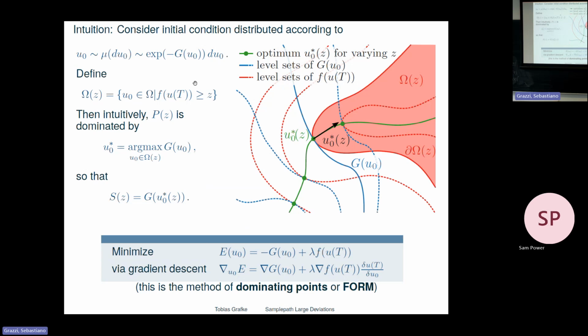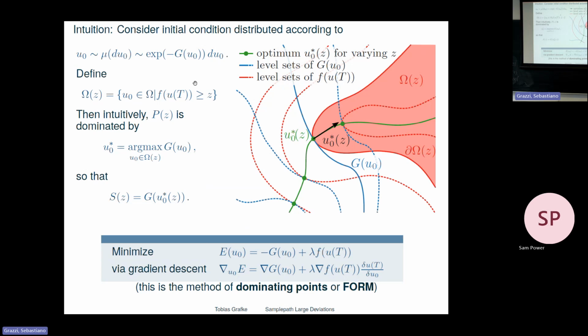So G is smallest, I guess. And as G becomes bigger, I have these contour lines in blue. This becomes rarer and rarer. And at some point, omega touches the blue lines. So I have this point u star, which, out of the set of all initial conditions that produce a rogue wave, is the most likely one. So this is also called the method of dominating points. I'm not sure whether that is something for you, but it's also the first order reliability method, because all I'm saying is that if I wanted to compute the probability, I would need to integrate the blue field over the red set.